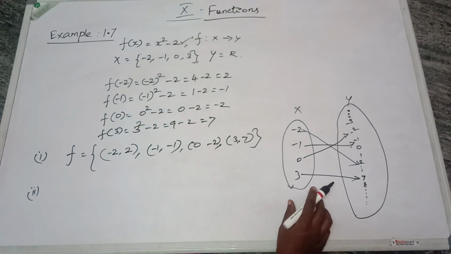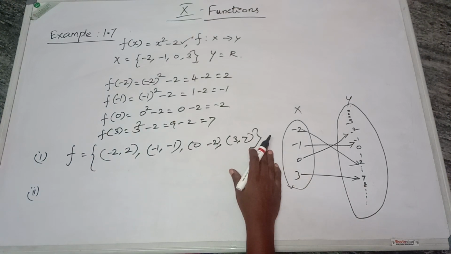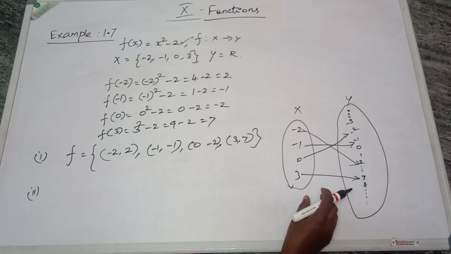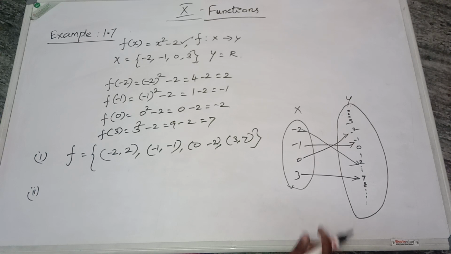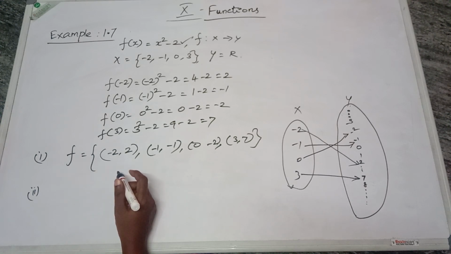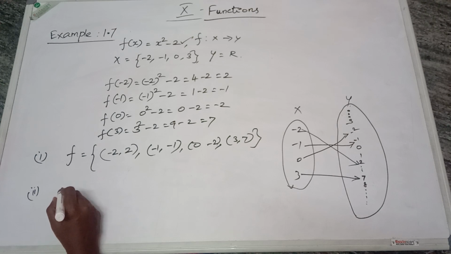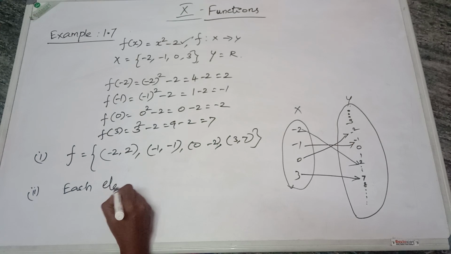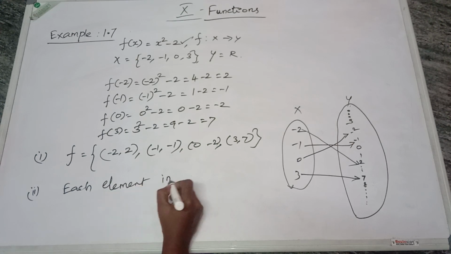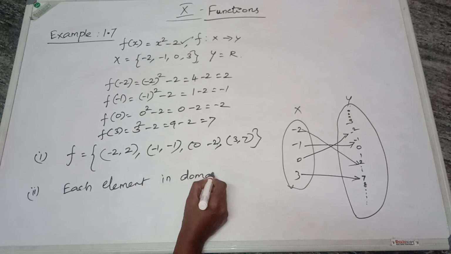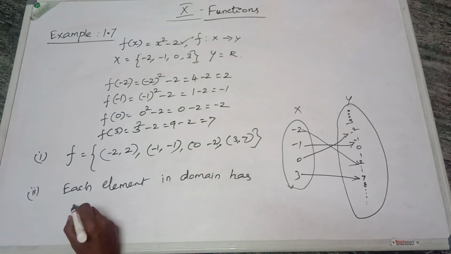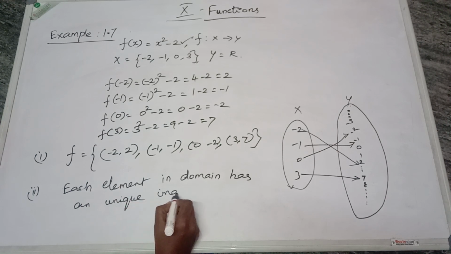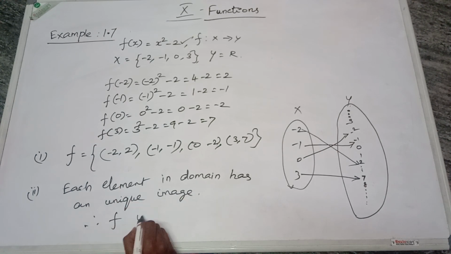Okay, now see this arrow diagram. Each and every element in the domain has an image in the codomain. So this relation is called a function. Therefore we can say each element in domain has a unique image. Therefore f is a function.